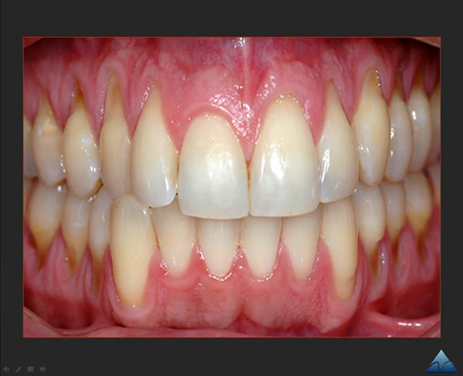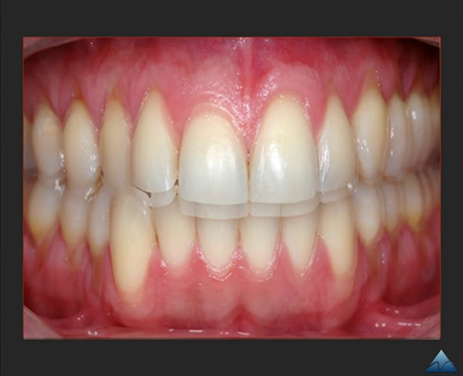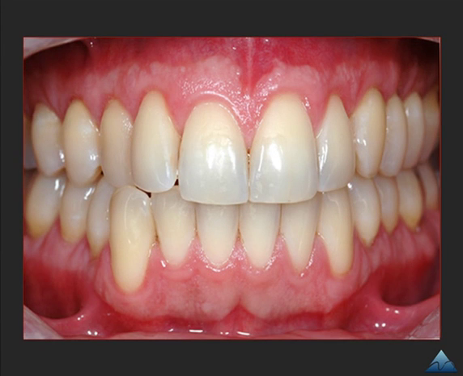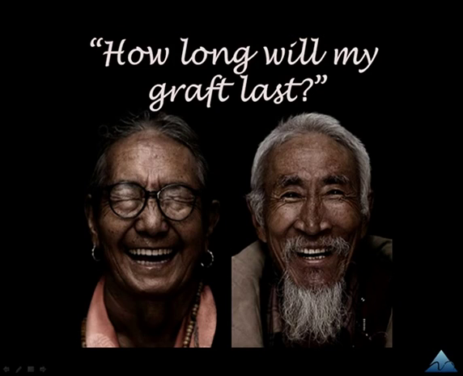Current grafting techniques cover the graft with the surrounding tissue, resulting in enhanced root coverage and aesthetics. Treatment of gum recession now results in a natural appearance with no evidence that there was ever a problem or a procedure. How long will my graft last?